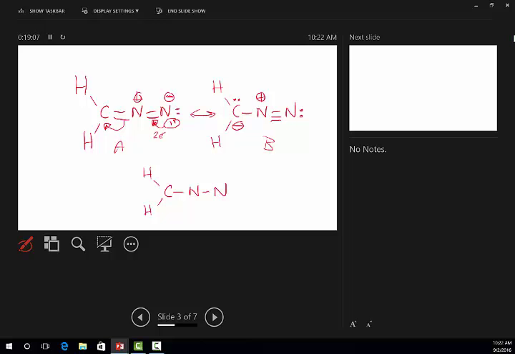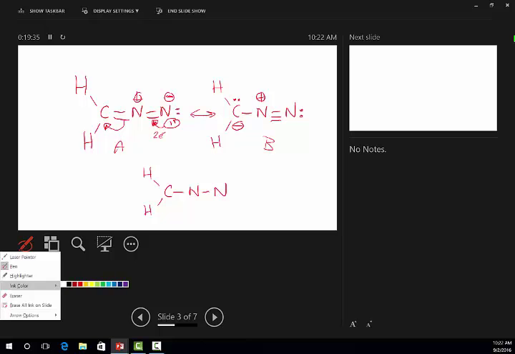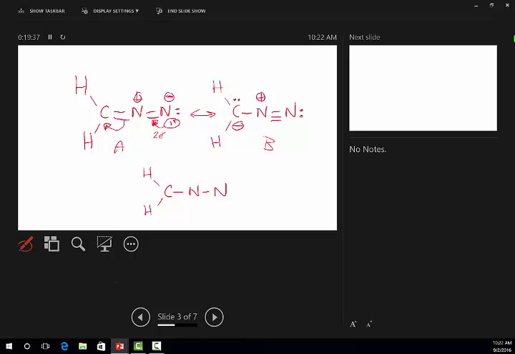And to do that, you have to remember that something with a negative charge, well, we don't even need to deal with the negative charges, do we? Something with a negative charge means that it's got a lone pair. Anything that's negatively charged always has at least a lone pair. Okay. So how am I going to convert B into A?